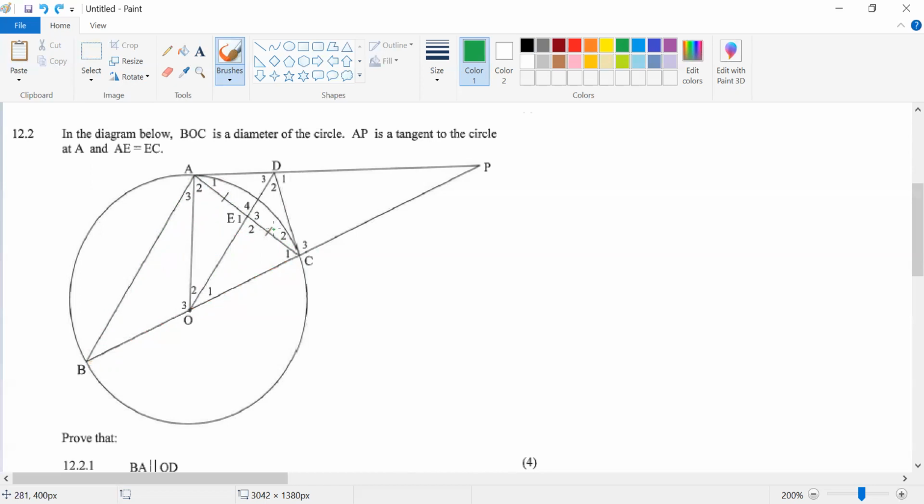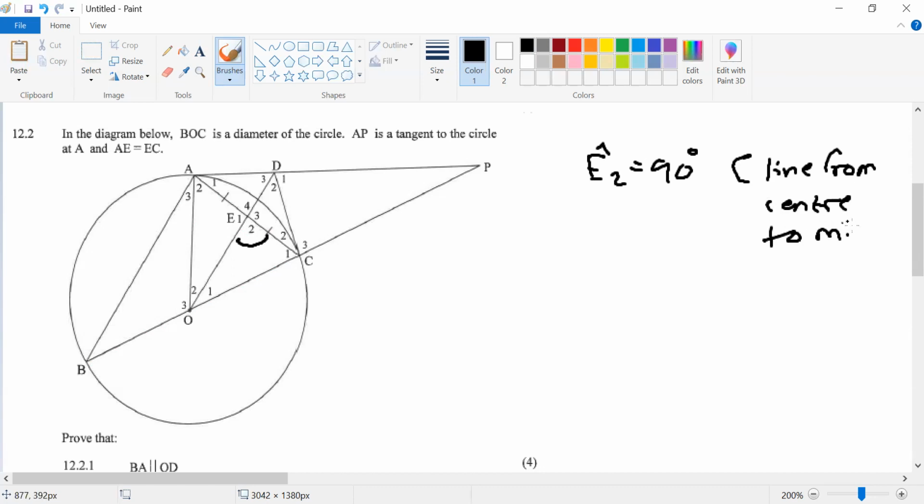So all we have to do now is just put everything that I've just said in writing. So what we're trying to say is that angle E2 is equal to 90. So let us make that statement. Angle E2 is equal to 90 degrees. And that is true because line from center to midpoint of chord. All right, so we've done one part of everything we've just spoken about.